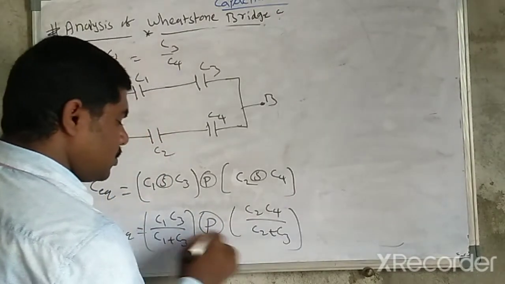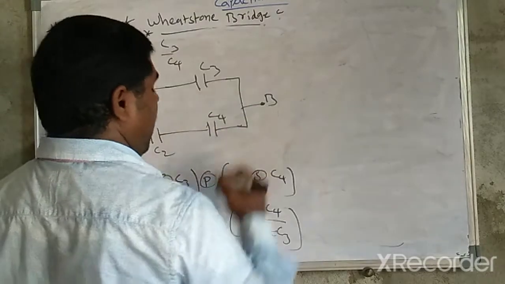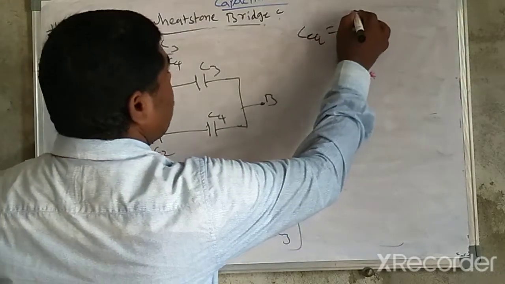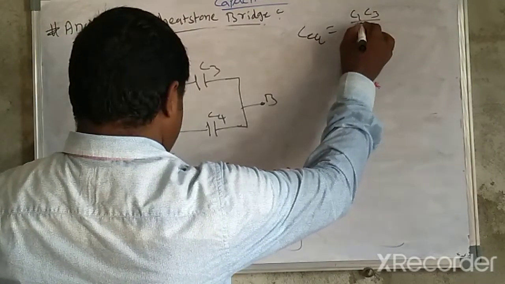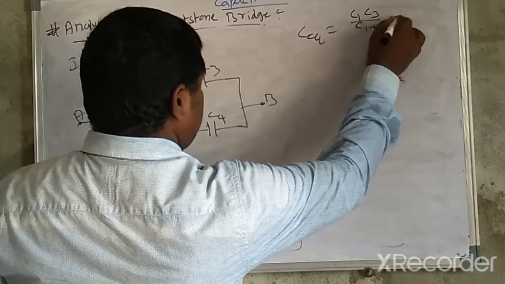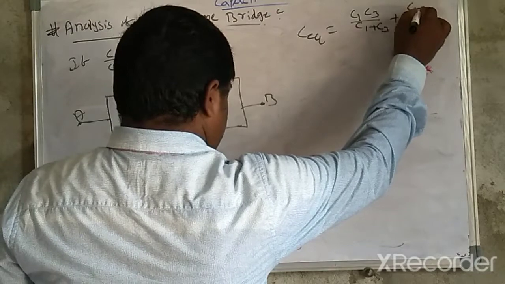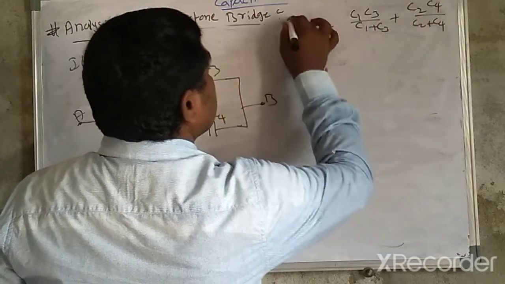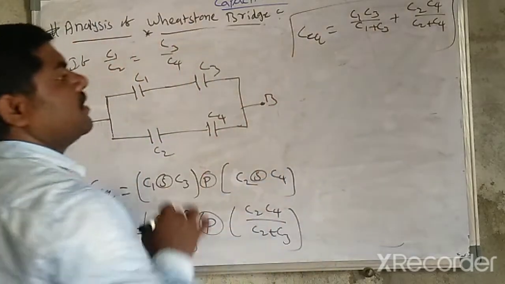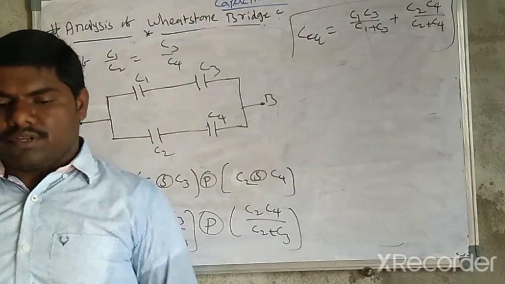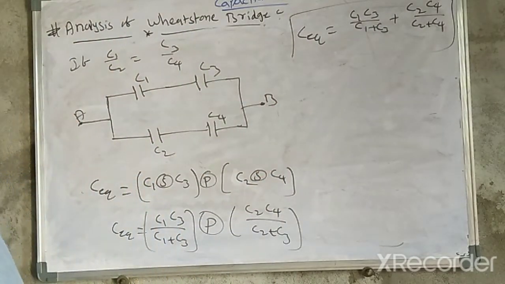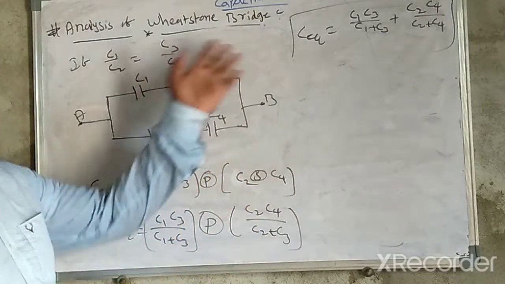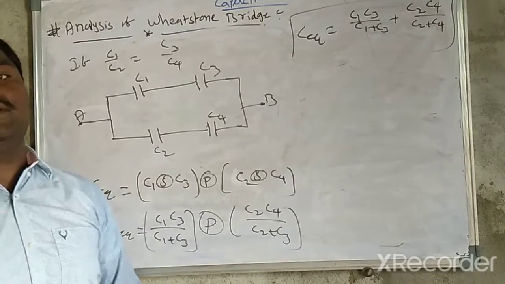So now these two are in parallel connection. Nothing but you may add. So C equivalent is equal to C1 C3 by C1 plus C3 plus C2 C4 divided by C2 plus C4. So this is the equivalent capacitor in the given circuit. And in this method, the bridge is balanced also.